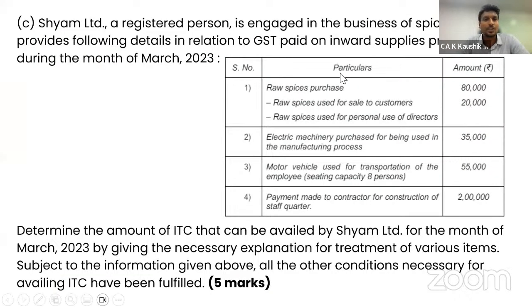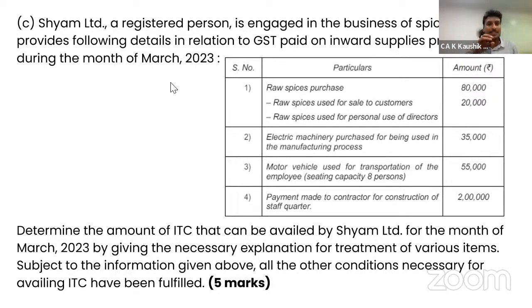Moving on to the next question, in terms of input credit that you can claim. Sham Limited, a registered person, is engaged in the business of spices. It provides the following details in relation to GST paid on inward supplies procured by it during the month of March 2023. So here very clearly they give different scenarios. Raw materials purchased, which are used for the purpose of sale to customers. On that, input credit of 80,000 is eligible to be claimed.